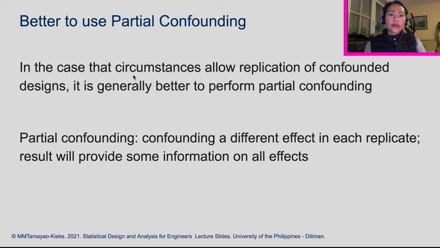Now, in the case that circumstances allow replication of confounded designs, it is generally better to perform partial confounding. And this is going to be the last section of our lecture today, but do take note that that is one of the uses of partial confounding. In partial confounding, you confound a different effect in each replicate, and because of this, the result will provide some information on all the effects.